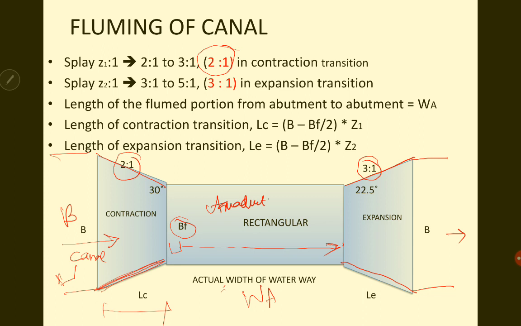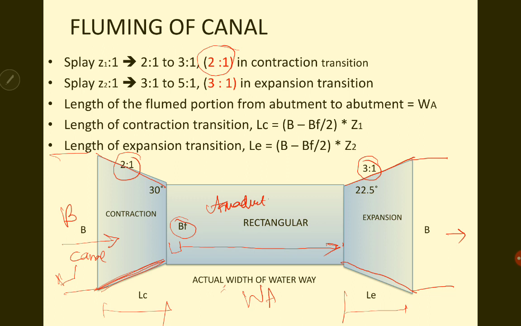LC is the length of contraction, and it is given by (B minus BF) by 2 into Z1, or 2. In this case it is 2 because 2 is to 1 is the slope, and this part LE, length of this expansion part, is (B minus BF) by 2 into Z2, or otherwise (B minus BF) by 2 into 3 in this case. So this is the fluming of the canal. So first step we fix the drainage waterway. Second step we are fixing the canal waterway. Canal waterway is having a fluming, so first you just find the fluming width.